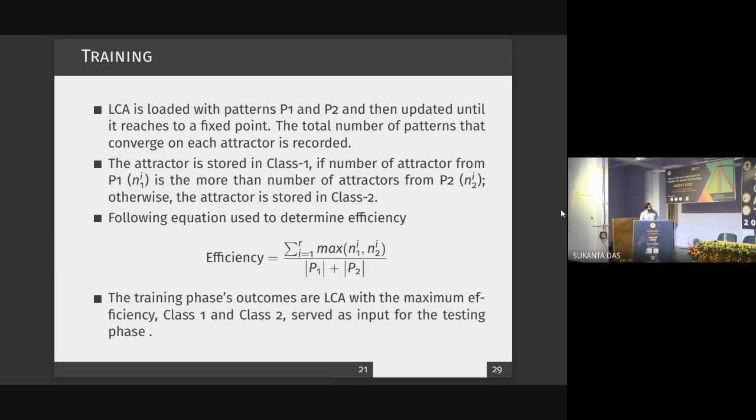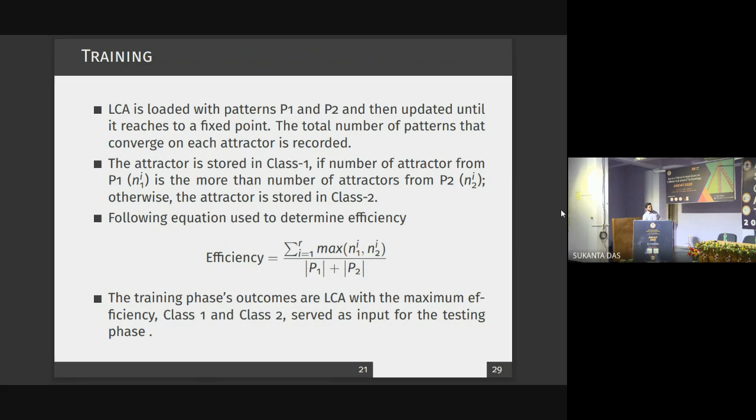For training, the LCA has been loaded with patterns P1 and P2 and updated until it reaches some fixed point. The total number of patterns that converge on each attractor is recorded. The attractor is stored in class 1 if the number of patterns from P1 is more than the number from P2. Otherwise, the attractor is stored in class 2. Here, N1 and N2 are the counts of the patterns that converge to a particular attractor. We have used this particular equation to calculate the efficiency. The training phase outcomes, the LCA with the maximum efficiency and the two classes, will be used for the testing phase.